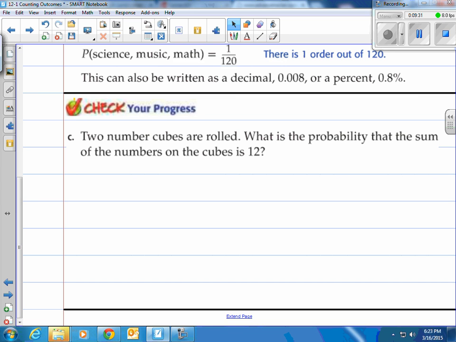All right, how about this? 2 number cubes are rolled. What is the probability that the sum of the numbers on the cubes is 12? You try it on your own, and then this will be our final one.